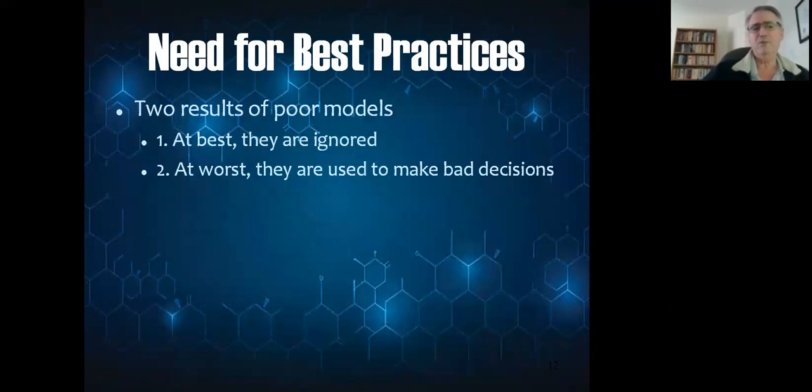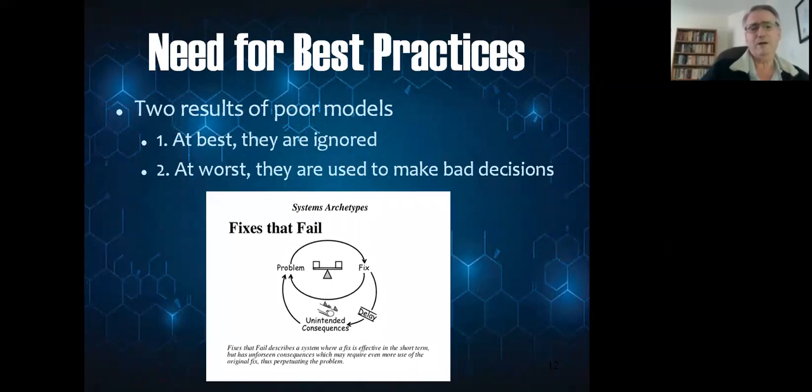Two results of poor models is that at best they can be ignored, and at worst they can be used to make bad decisions. A common archetype in system dynamics is fixes that fail, where someone looks at a problem, builds a model, develops a fix to the problem, and then because the model is poor, the fix leads to unintended consequences that makes the problem worse in the long run.